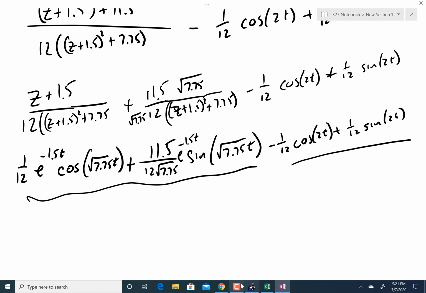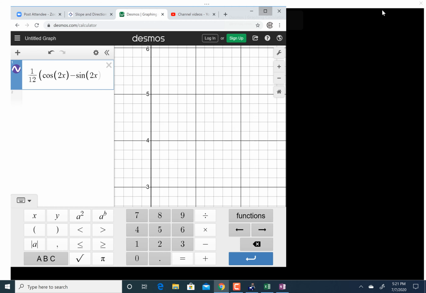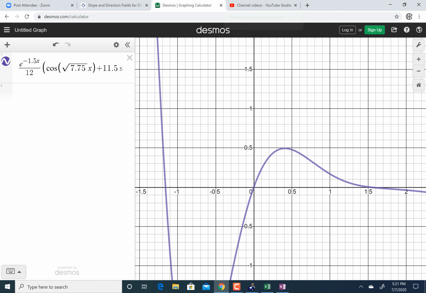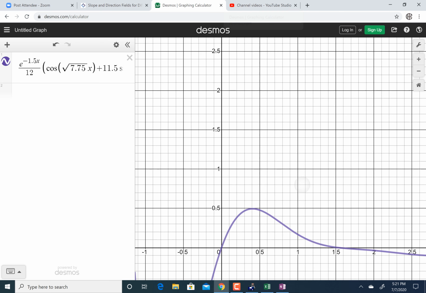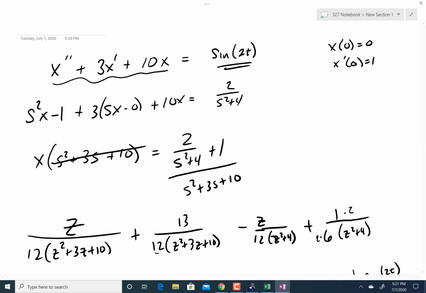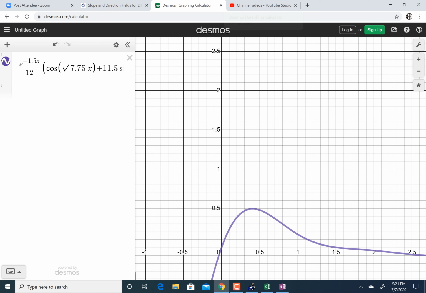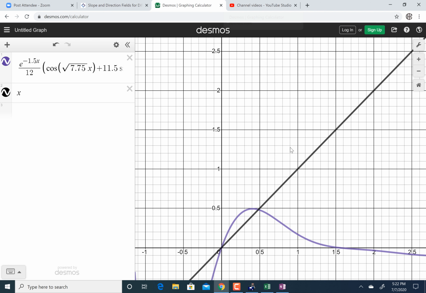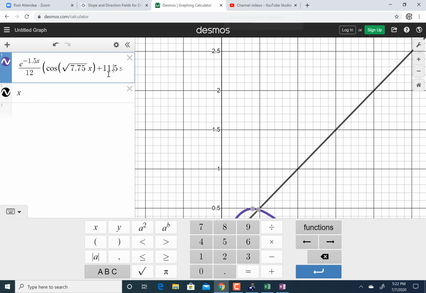I think so. Now, how do I know if I'm right? Look at the graph, man. The graph should go through 0. Oh, it does. It should have a positive slope. I forgot what the slope's supposed to be. The slope's supposed to be 1. So if you were to graph y equals x, that should be tangent. It's not, which means that somewhere along the line I went a little haywire here. So bear with me while I figure that out. Always something.